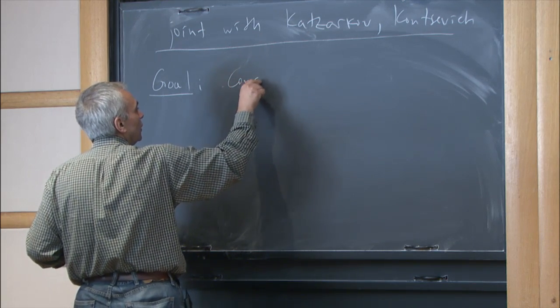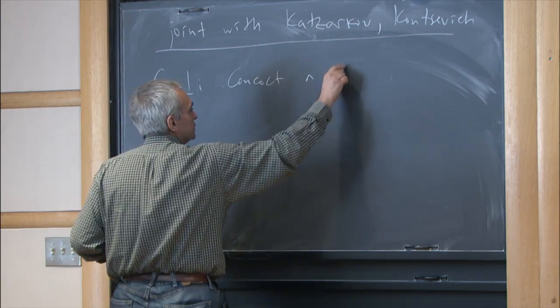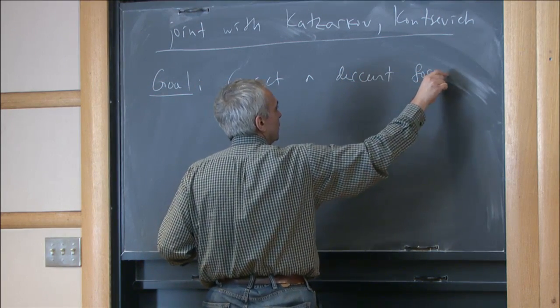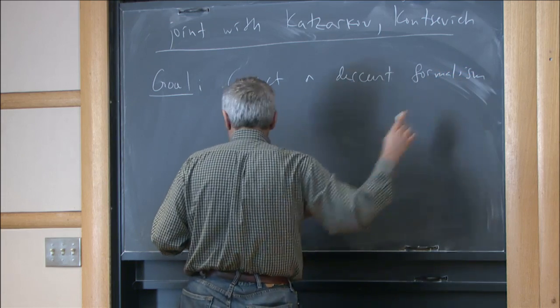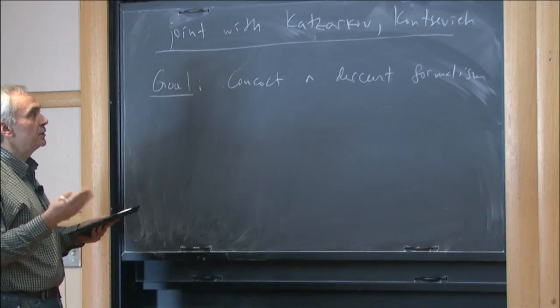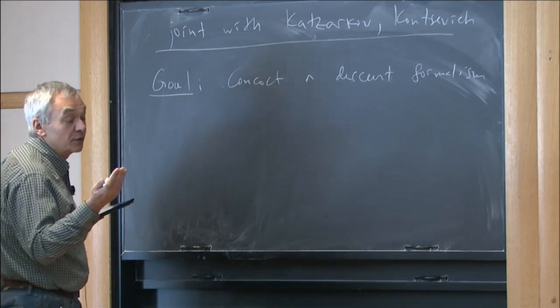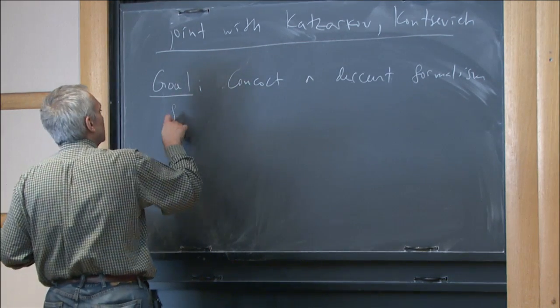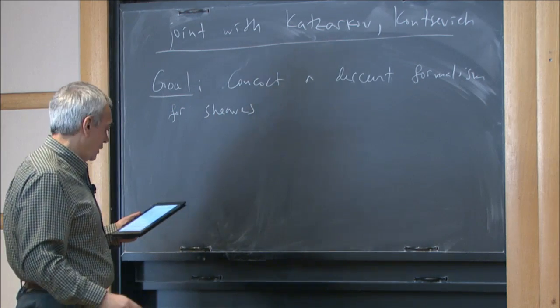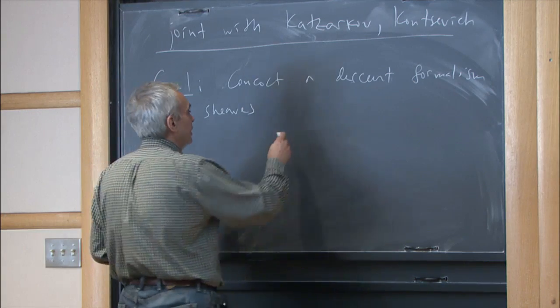Concoct a descent formalism for sheaves on analytic or non-commutative spaces. They could be actually commutative too. So for sheaves, without resorting to generators.